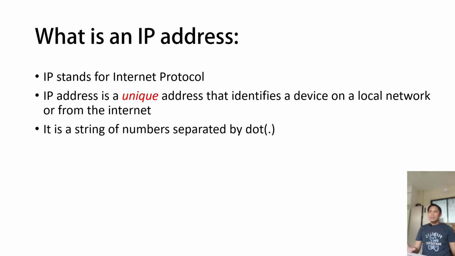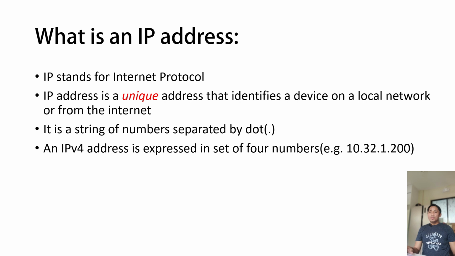So an IP address, or IPv4 to be specific, is a string of numbers separated by dots. An IPv4 address is expressed in a set of four numbers. For example, 10.32.1.200. Each number can be from 0 to 255.